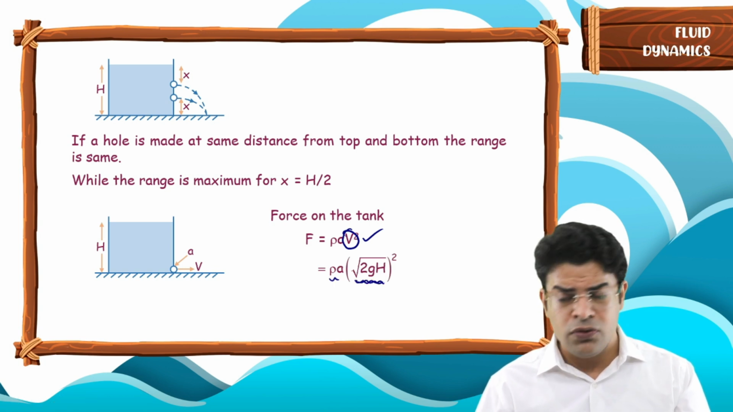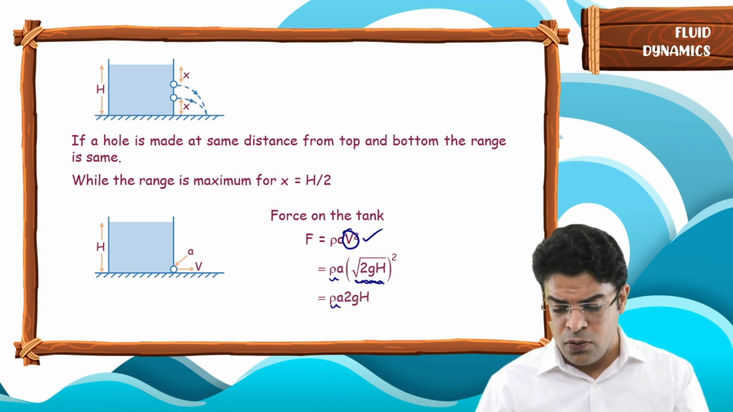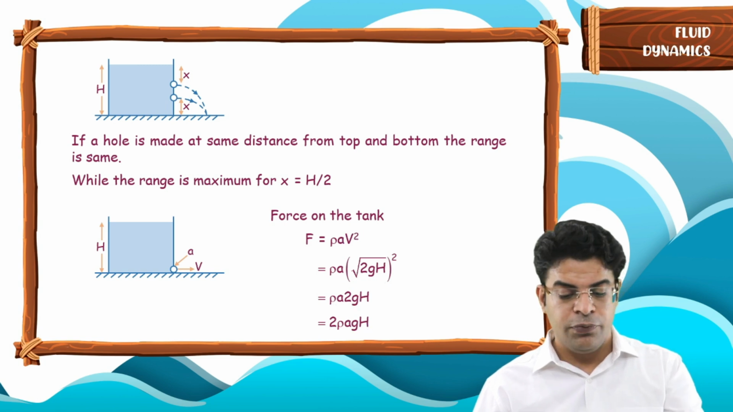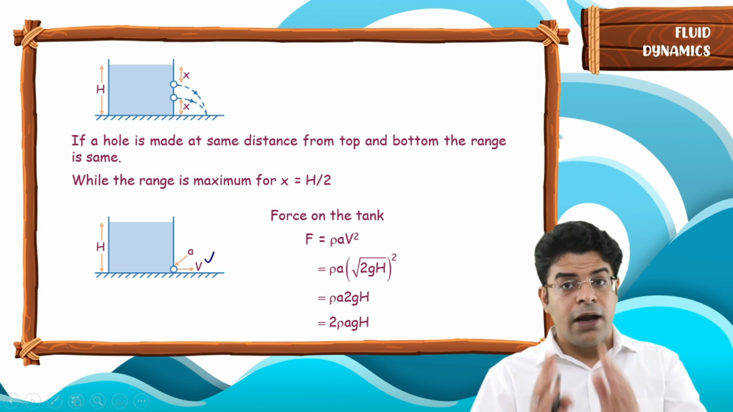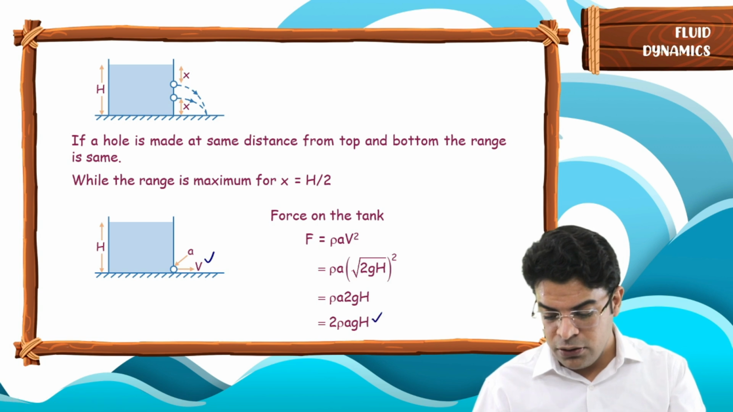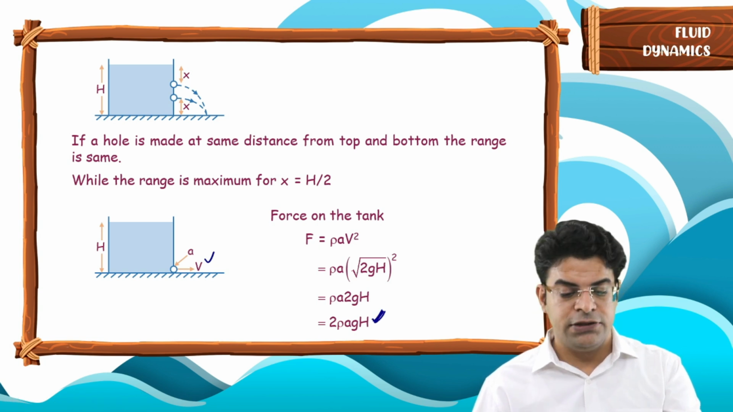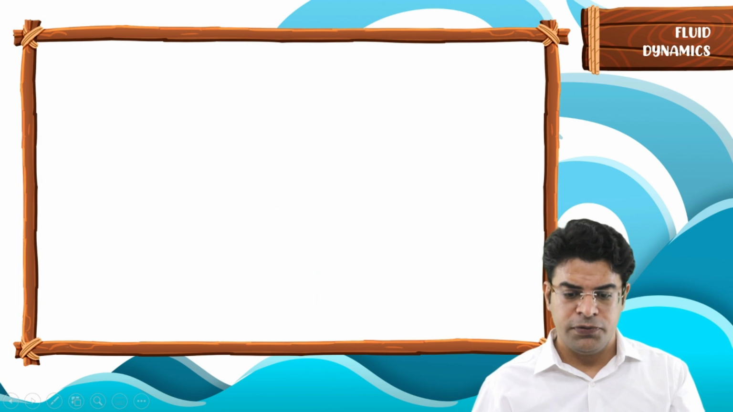So root 2gh whole square becomes 2gh. So you simply get rho A into 2gh. That can be written as 2 rho Agh. So the force on the tank by the fluid coming out comes out to be 2 rho Agh. Simple thing. Let's move on.